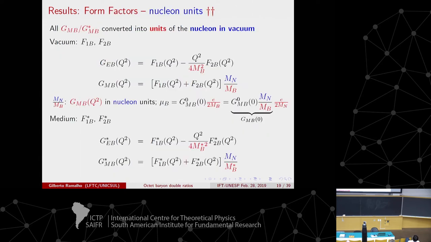So just a note about the notation for the magnetic form factors. The magnetic form factors here are converted in terms of units of the nucleon in vacuum, because we want to compare the magnetic form factors of the baryons with the ones of the nucleon. So to do that, we have to write the magnetic moment in units of the nucleon, which is done here. From this came this factor, the mass of the nucleon over the mass of the baryon. Of course, in medium, we have to put the mass of the baryon in medium.